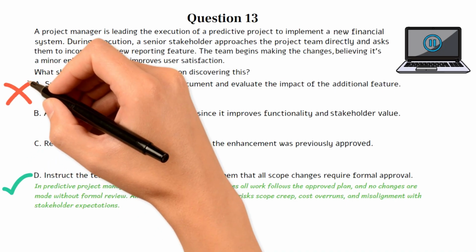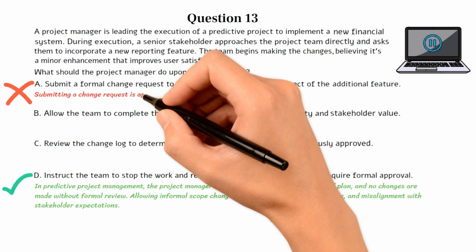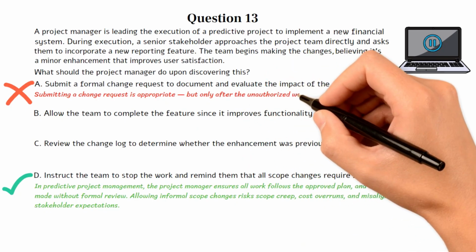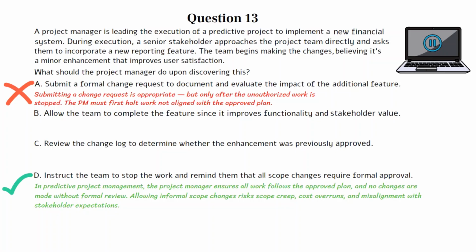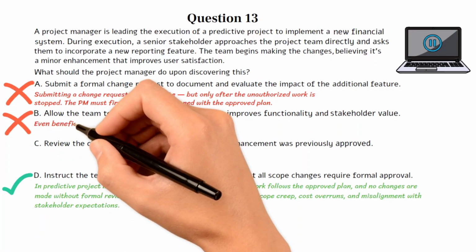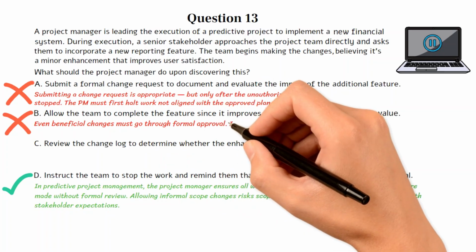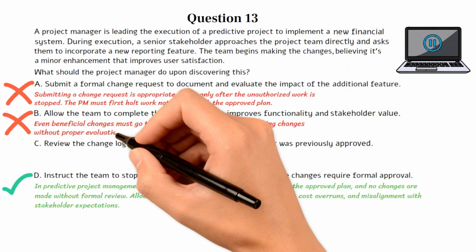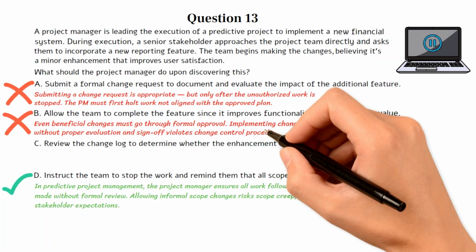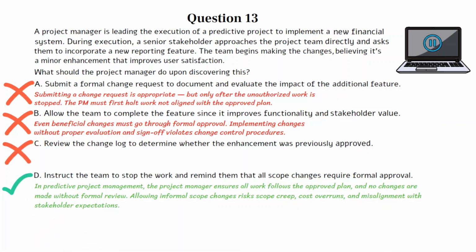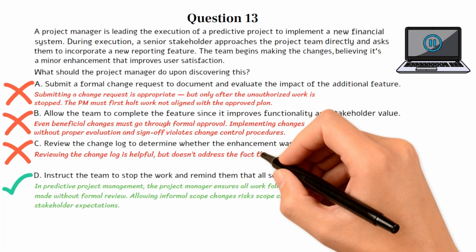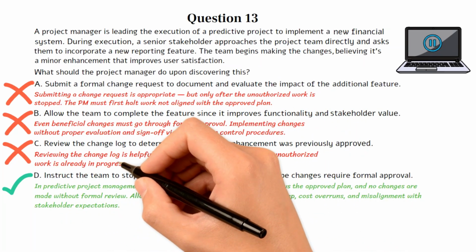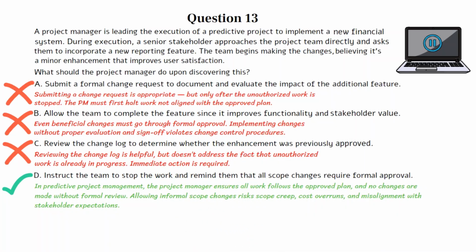Choice A is incorrect. Submitting a change request is appropriate, but only after the unauthorized work is stopped. The PM must first halt work not aligned with the approved plan. Choice B is incorrect. Even beneficial changes must go through formal approval. Implementing changes without proper evaluation and sign-off violates change control procedures. Choice C is incorrect. Reviewing the change log is helpful, but doesn't address the fact that unauthorized work is already in progress. Immediate action is required. Let's move on to the next question if you're ready.